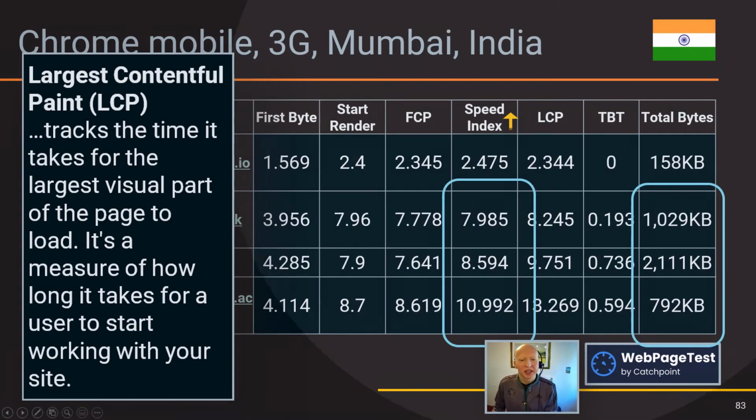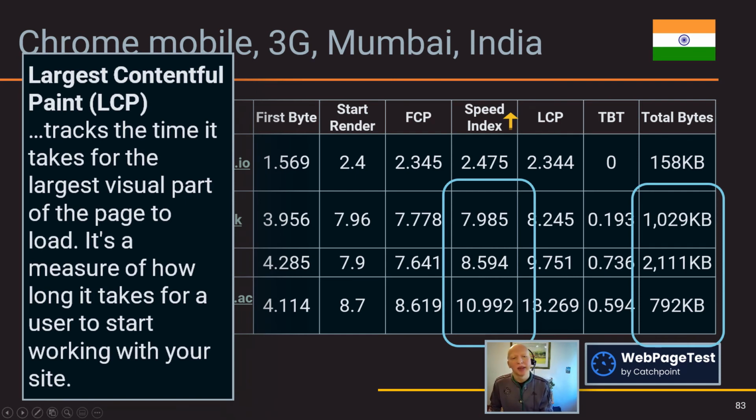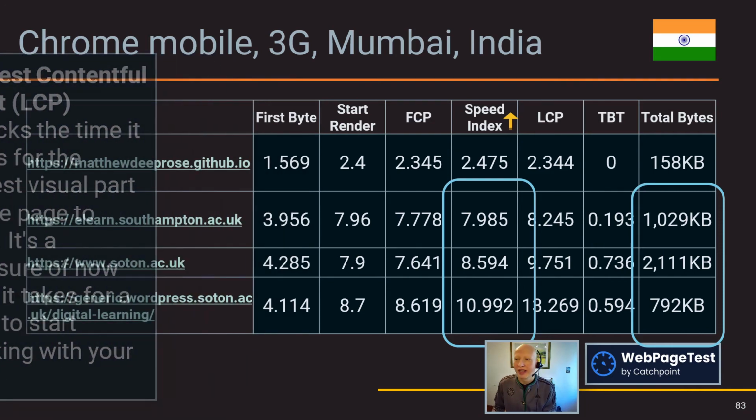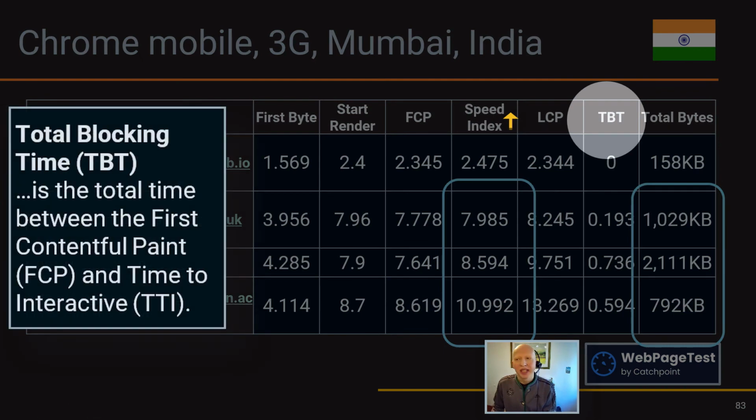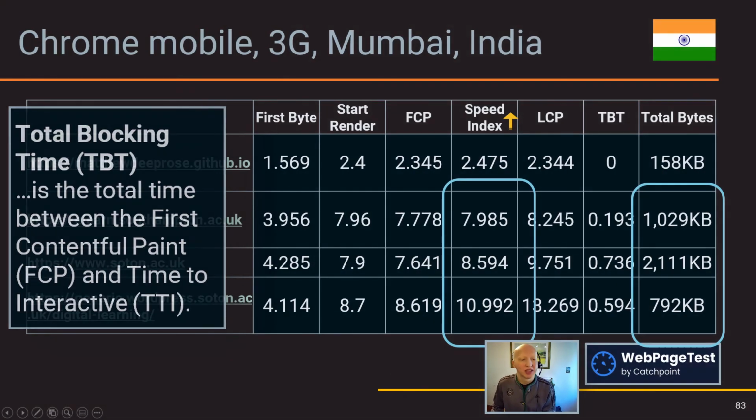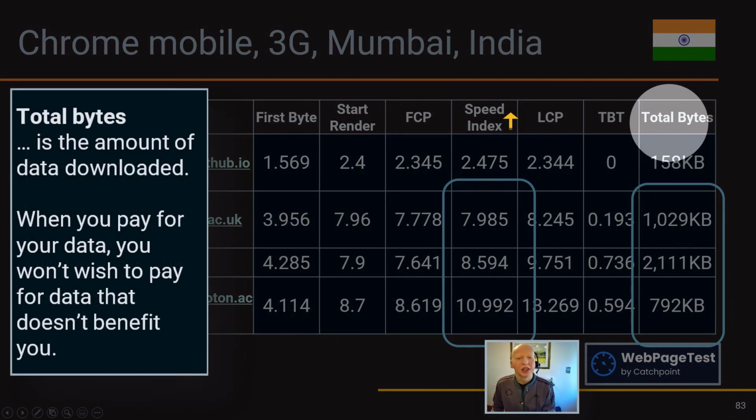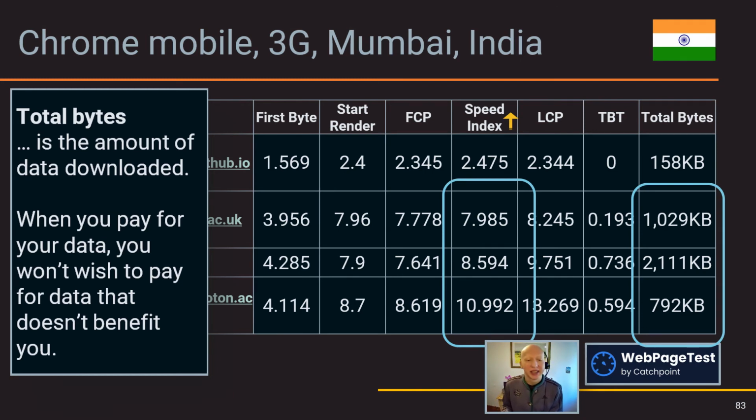LCP stands for largest contentful paint and tracks the time it takes for the largest visual part of the page to load. It's a measure of how long it takes for a user to actually start working with our site. TBT is total blocking time. TBT is the total time between the first contentful paint and time to interactive. And total bytes is the amount of data downloaded.